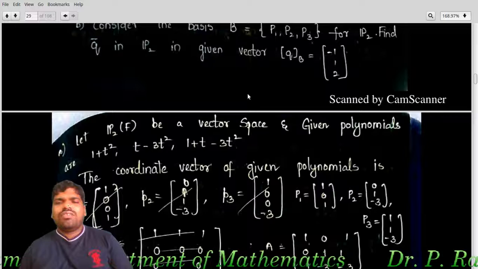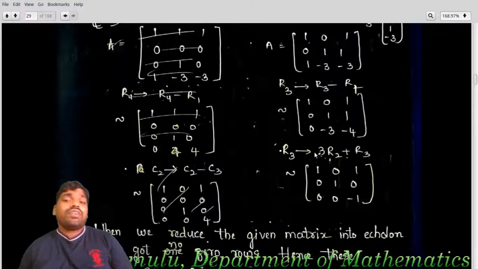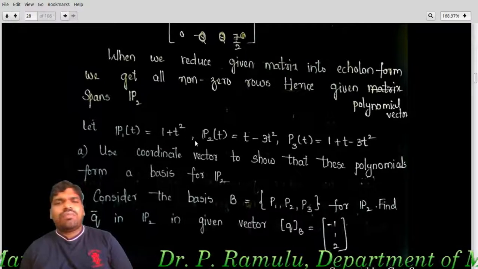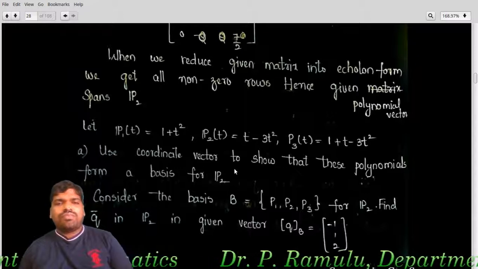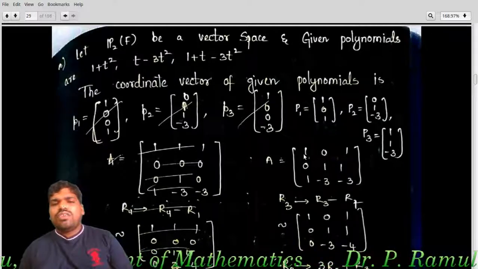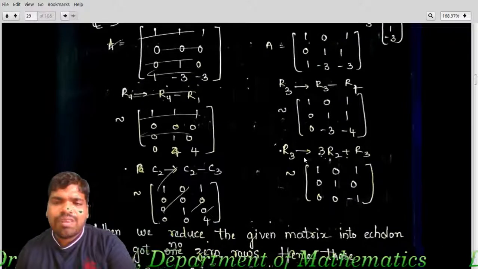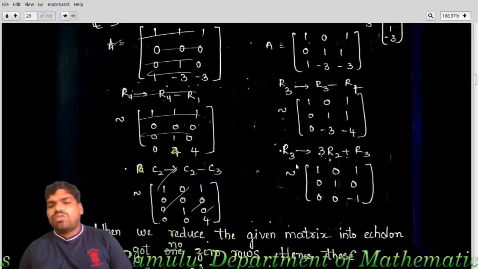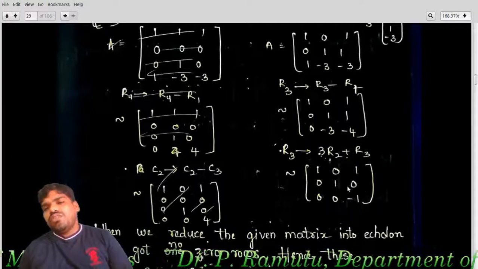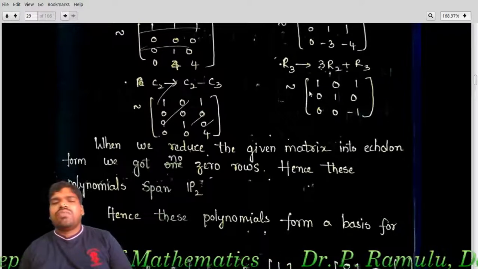Okay. You can take this polynomial. So we verify that P1, P2, P3 are the vectors and A is this matrix. When you reduce the given matrix to echelon form, we will get three non-zero rows. If I take this problem, 1 plus t squared, t minus 3 squared, right? Use the coordinate vector to show that these polynomials form a basis, right? So I'm taking P1 equal to this, P2 equal to this, P3 equal to this. When we reduce the given matrix to echelon form, we got all three non-zero rows. We did not get any zero rows. That means these vectors form a basis: they span and are linearly independent, right? These vectors form a basis.